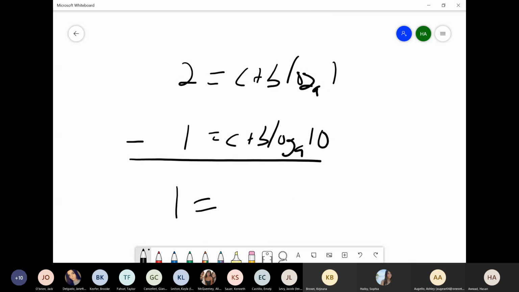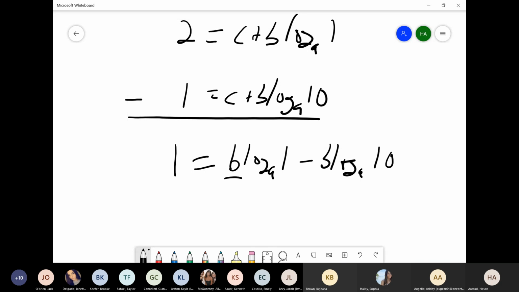So now what I'm going to do is subtract the 2 equations from each other, right? So 2 minus 1 gives me 1. C minus C, well, that just drops out, right? And that's by our process. We want one of the variables to drop out, just like in the lecture, because that way we're only solving for one variable at a time. So C minus C goes away, and now you just have B log base A of 1 minus B log base A of 10.